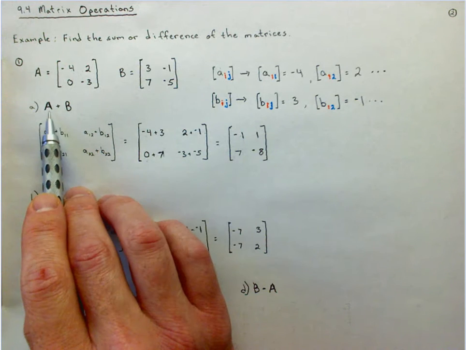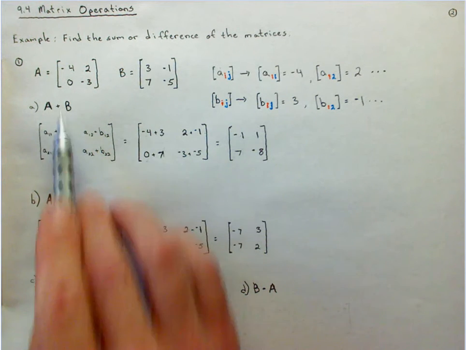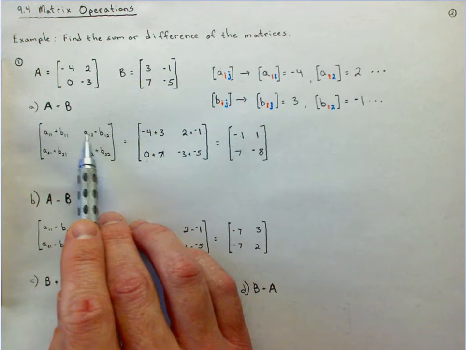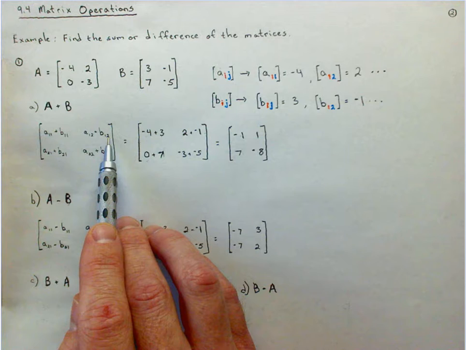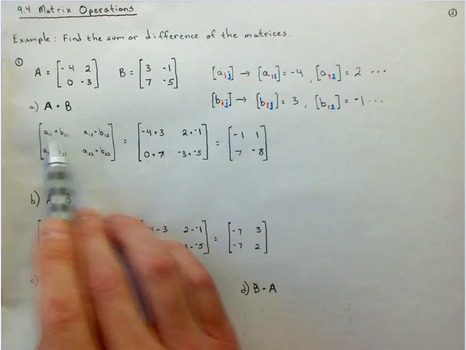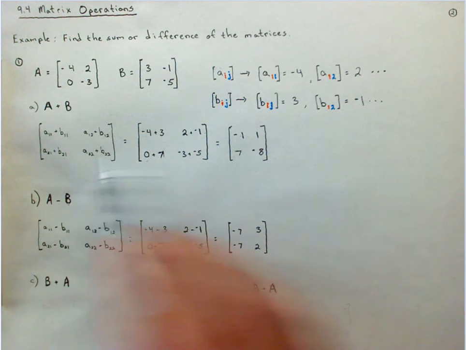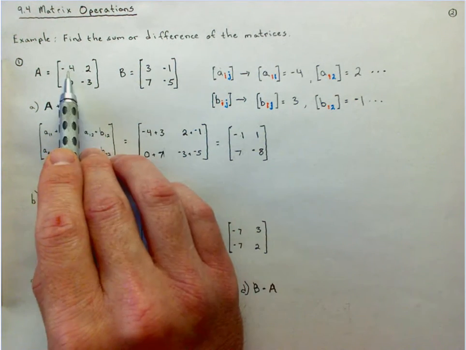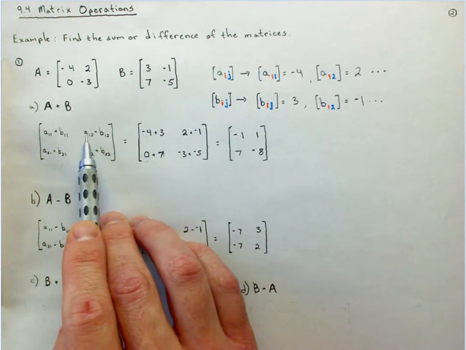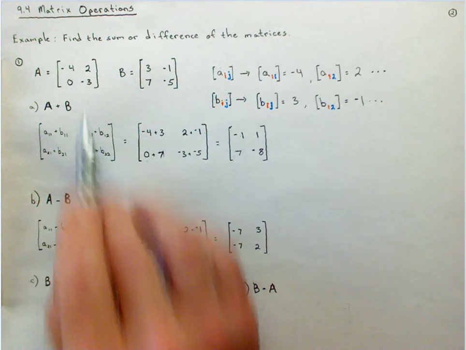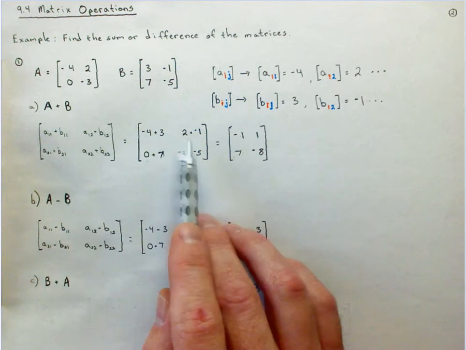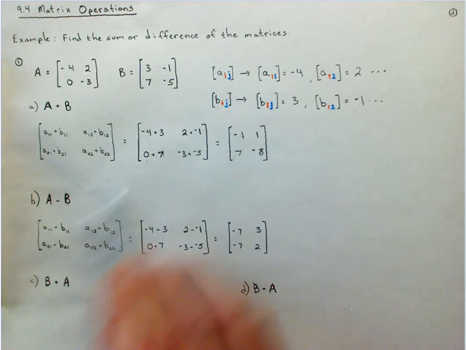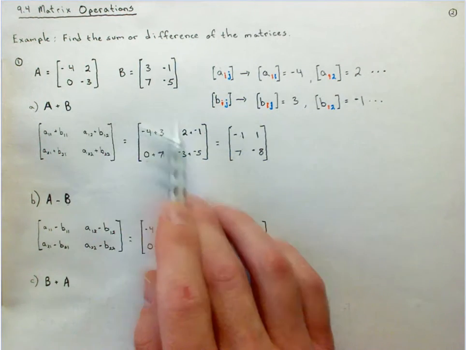What I actually say for my matrices A plus B is A sub 1 1 plus B sub 1 1, A sub 1 2 plus B sub 1 2, and I'm going to add those corresponding values together to create a new matrix. So this ends up being a negative 4 plus 3. For 1 2, that is 2 plus a negative 1. So I add the corresponding entries together.